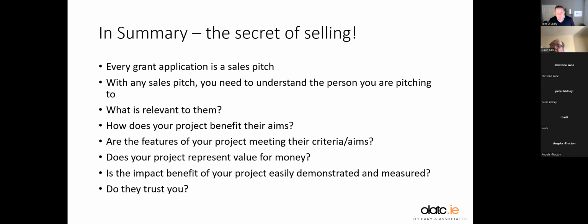So people say to me, why do you focus on the sales pitch or the selling part in talking about grant applications? Because this is what it is. You're selling your organization to them. They have money. It's like you're trying to get them to buy something from you.